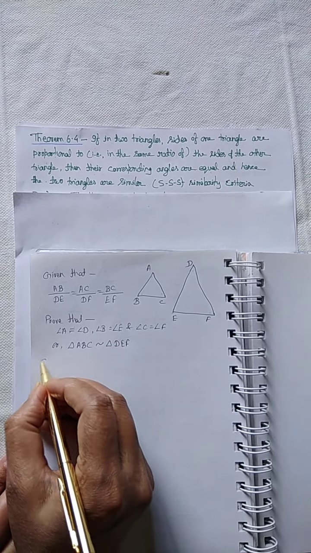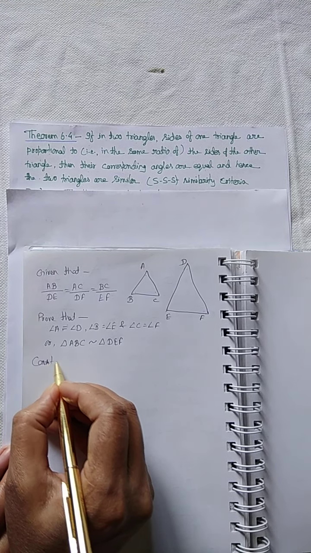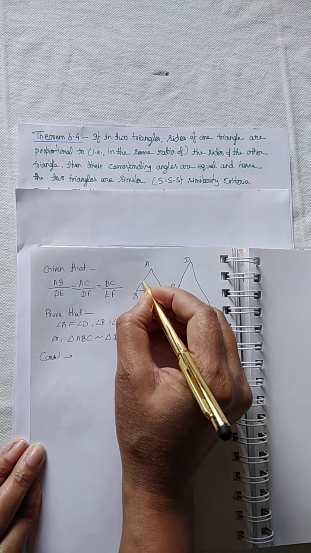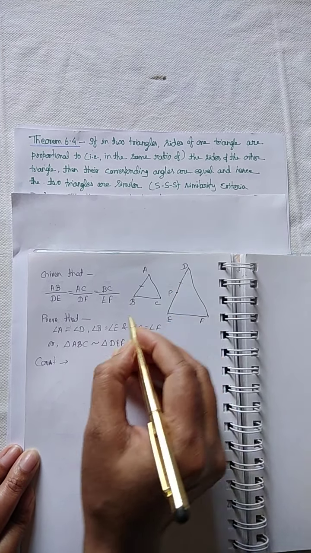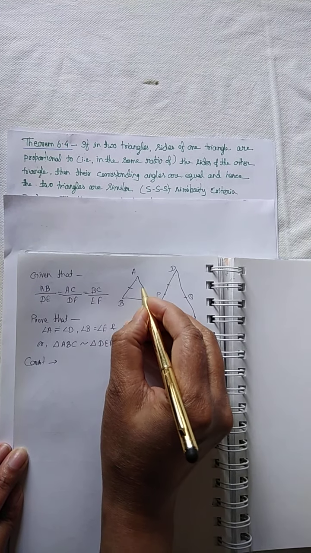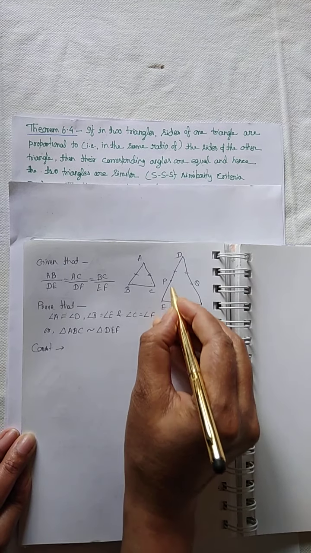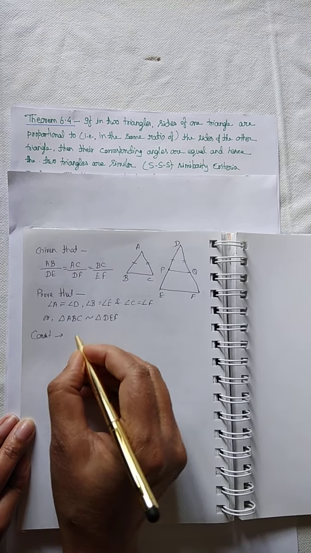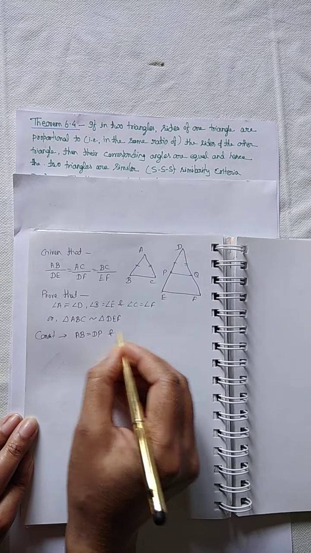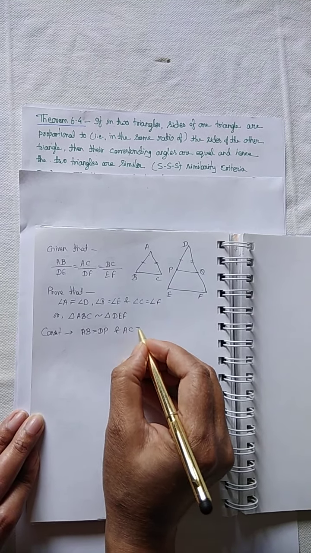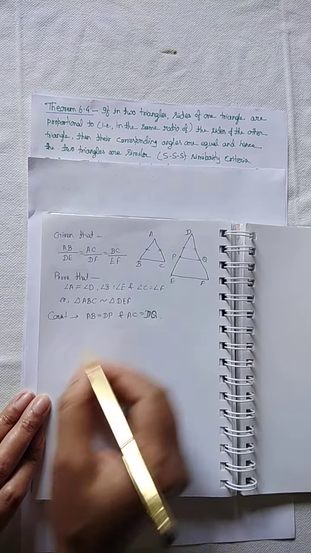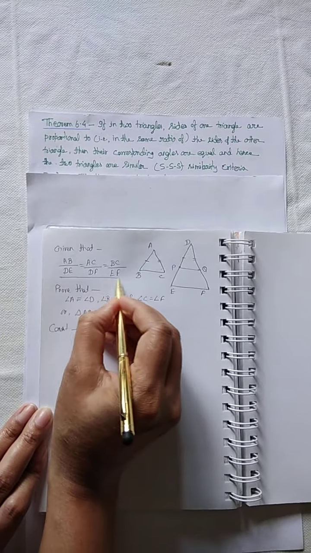Okay, so for this we will make a construction. We will put P on line DE such that AB equals DP, and Q on line DF such that AC equals DQ, and we will join PQ. So what did we construct? AB equals DP and AC equals DQ. Fine.